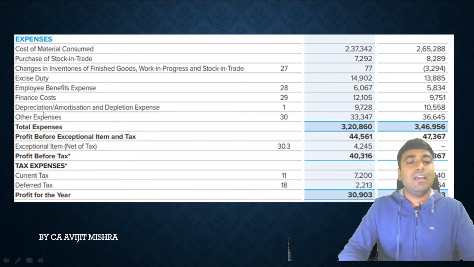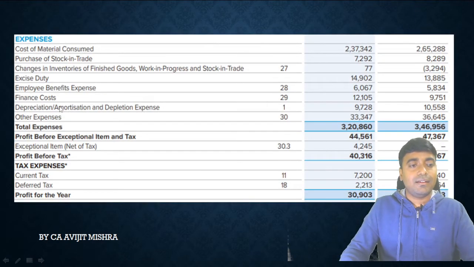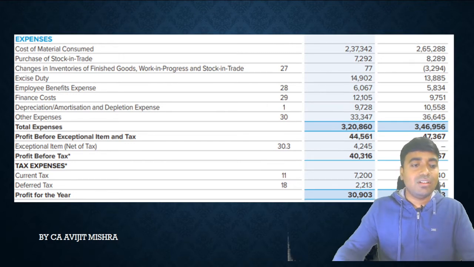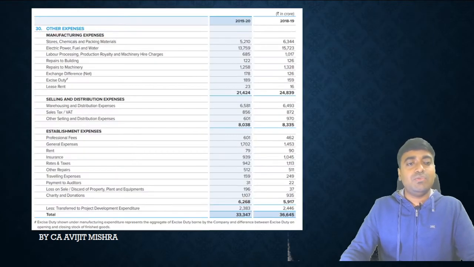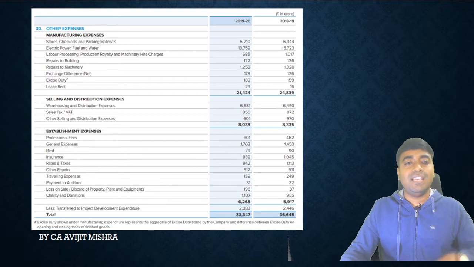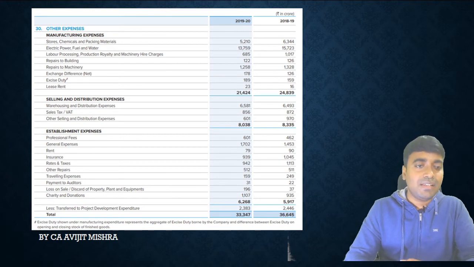And other expenses. Other expenses are any expenses which do not come under these areas, like the cost of material consumed, excise duty, employee benefit expenses, finance costs, or depreciation; those will come as other expenses. In the case of Reliance, they have categorically divided other expenses into three categories. One is manufacturing expenses, second is selling and distribution expenses, and third is establishment expenses.